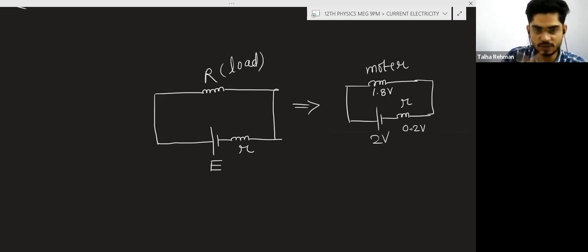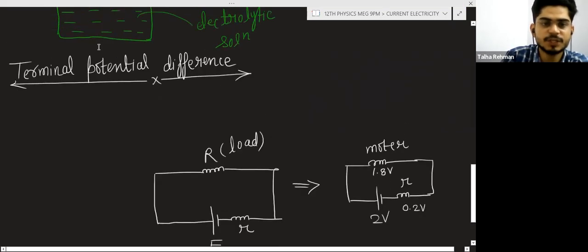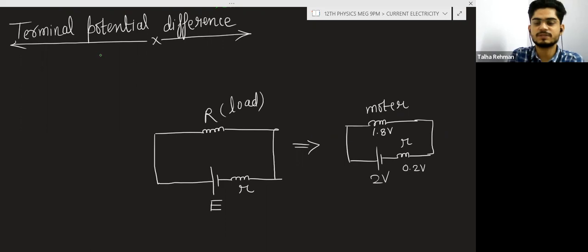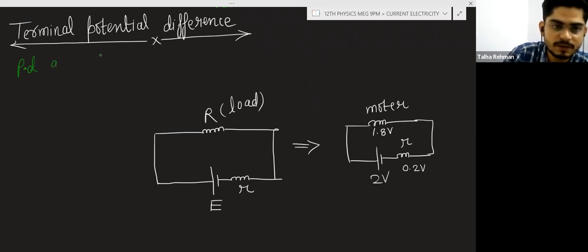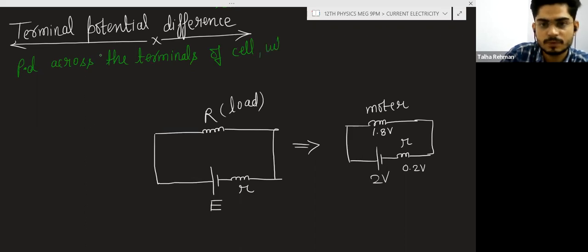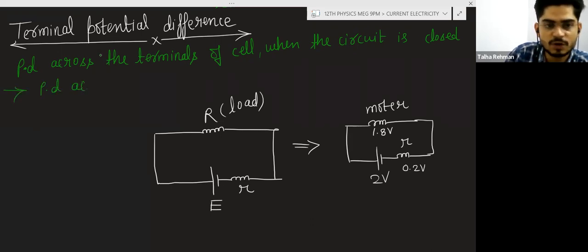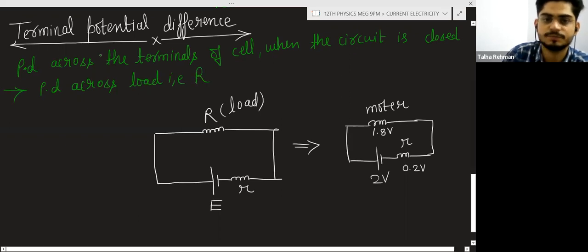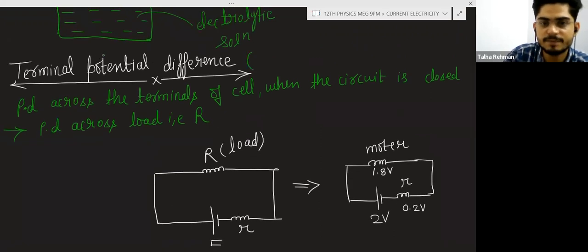So now, this is the circuit, and we want to calculate the terminal potential difference. First I am writing the definition. It is the potential difference between the terminals of the cell, or across the terminals of the cell, when the circuit is closed. See here, the circuit is closed now. Earlier the circuit was open. Or you can say this is the potential difference across the load, that is, here R is the load. And this terminal potential difference is represented by V.